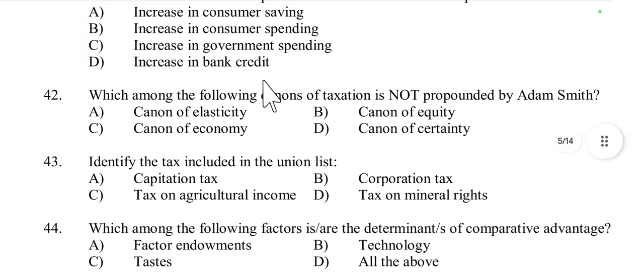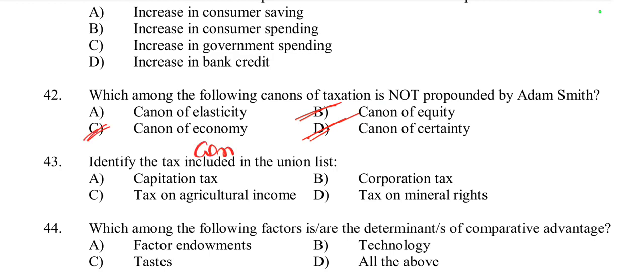Then question number 42. Which among the following canons of taxation is not propounded by Adam Smith? Canon of elasticity, equity, economy, certainty. Adam Smith gave four major canons. One is equity, then certainty, then economy, and the last one is convenience.